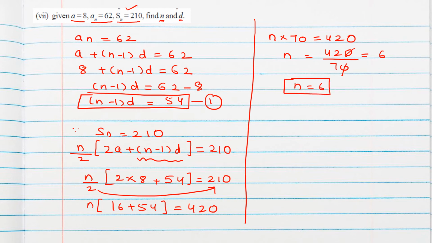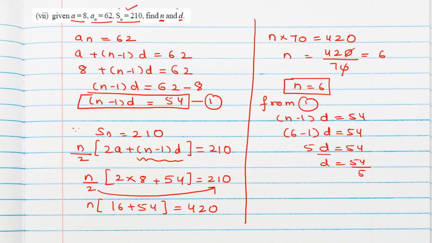Now we can use equation 1 to get the value of d. So from 1, (n minus 1)d is 54, but n is now 6. So 5d is 54. So d is 54 by 5. This we cannot divide further, so d we can keep as 54 by 5.